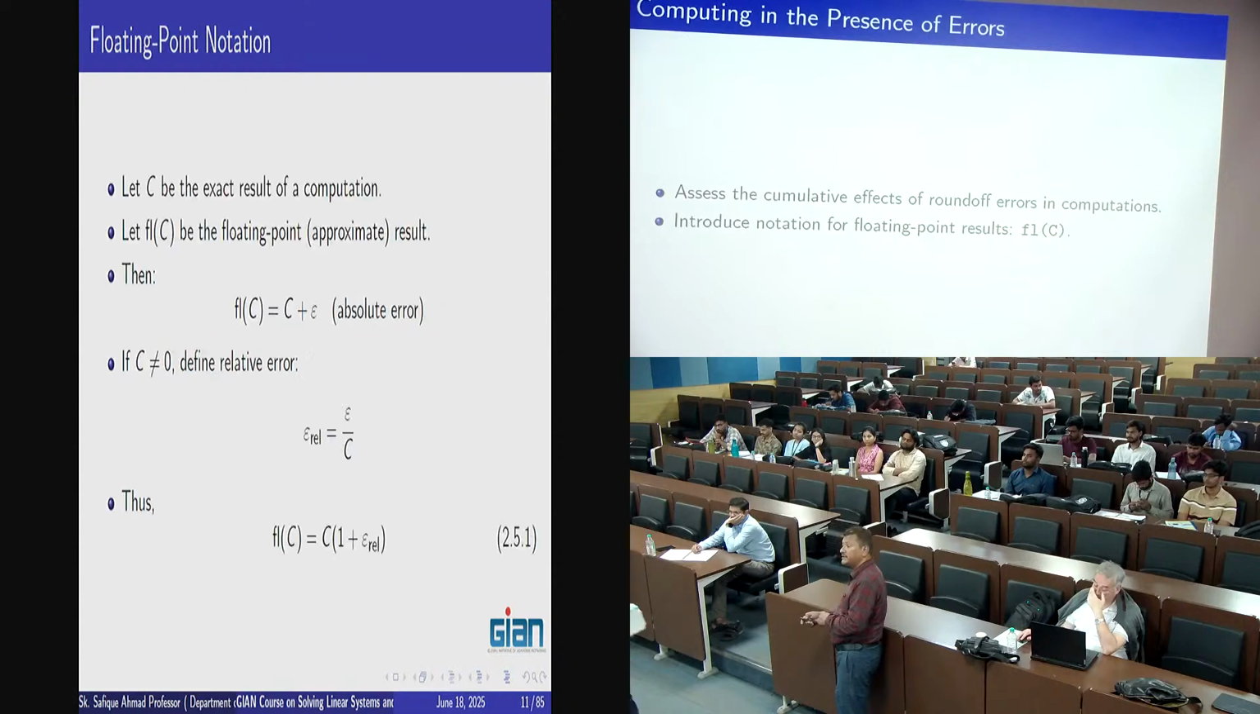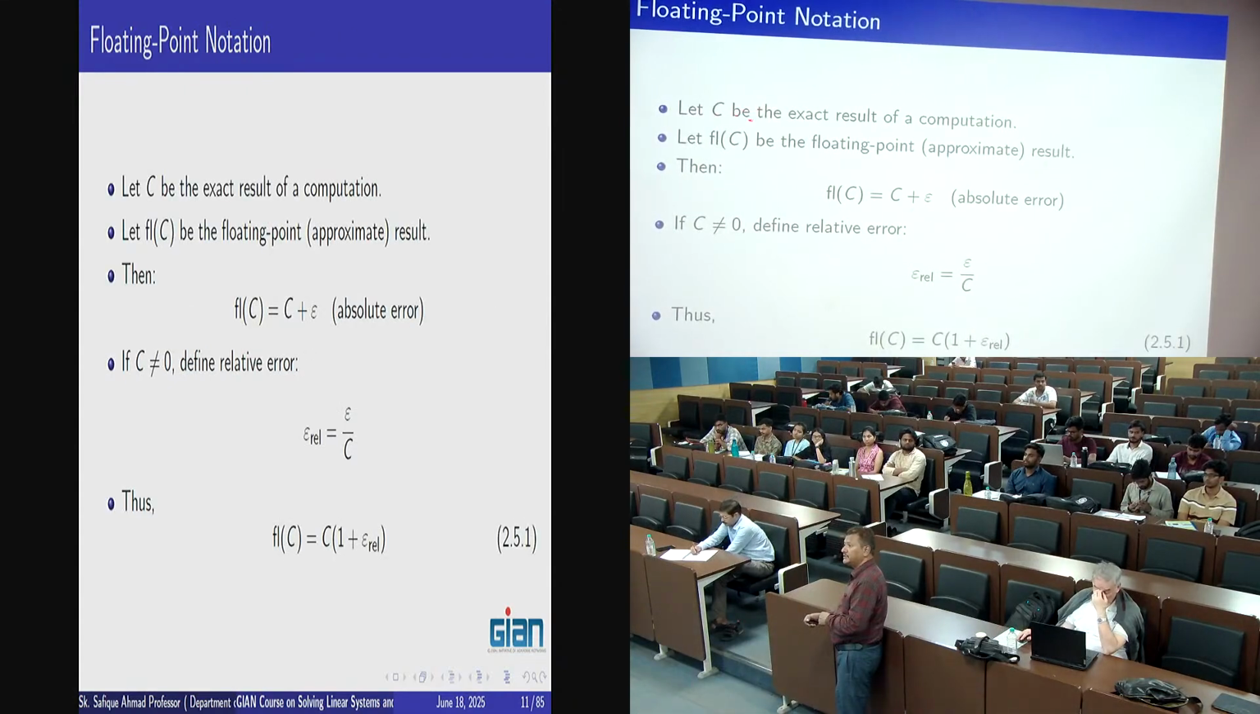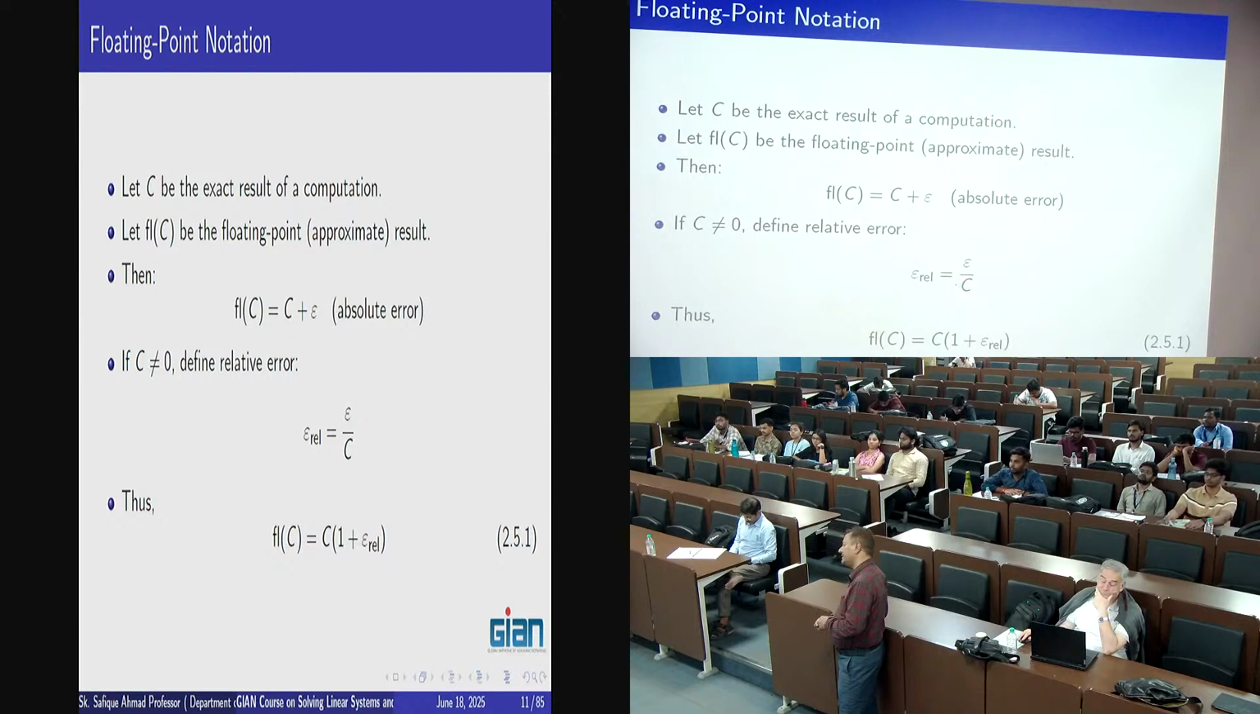So how it comes, just see. When you put this, the floating point of C is nothing but C plus epsilon. This epsilon is called the absolute error. Divided by the exact number C, if you write epsilon equal to C into epsilon relative, then epsilon relative is the relative error, and you get C into 1 plus epsilon relative. So basically we take this floating point relative error, and you see this is scale independent.